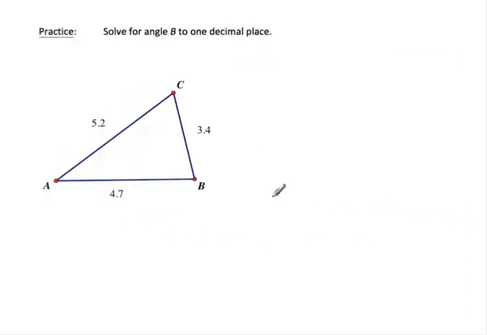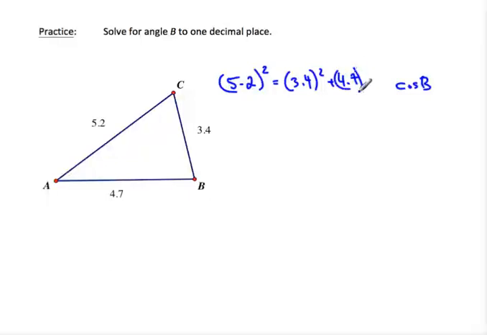Here's another example. We're asked now to solve for an angle B to 1 decimal place. Now if we want angle B, that means that we're going to have cosine B at the end of our equation. Therefore, b has to be the side opposite. So we want to put 5.2 squared on the opposite side of the equation. 5.2 squared is equal to 3.4 squared plus 4.7 squared minus 2 times 3.4 times 4.7 cos B.